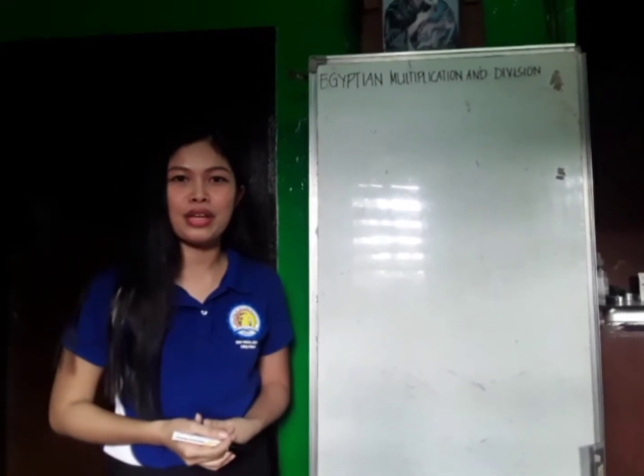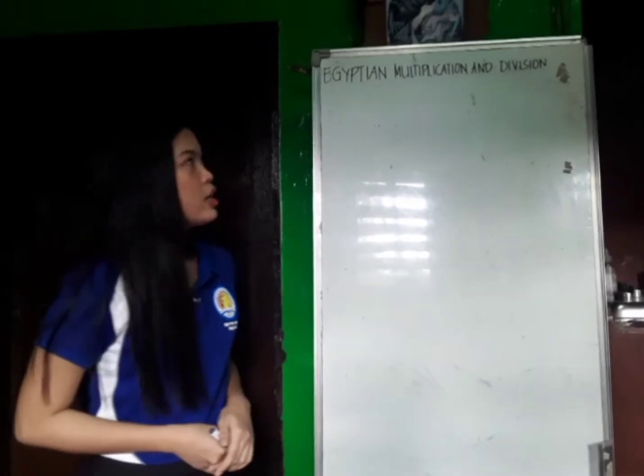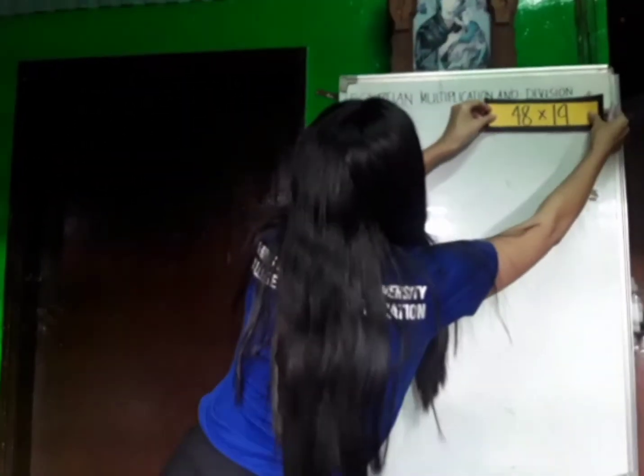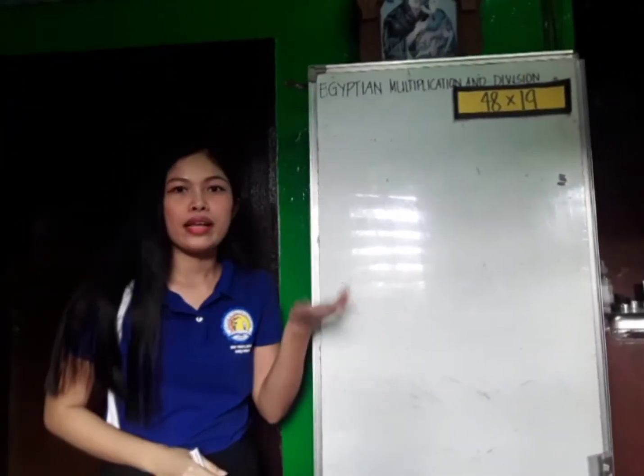In modern mathematics, you already know how to multiply, and it is already easy for you to do these two operations. But in Egyptian mathematics, they have a different way of multiplying and dividing numbers. So I will give you an example of how they multiply. We have here 48 times 19.